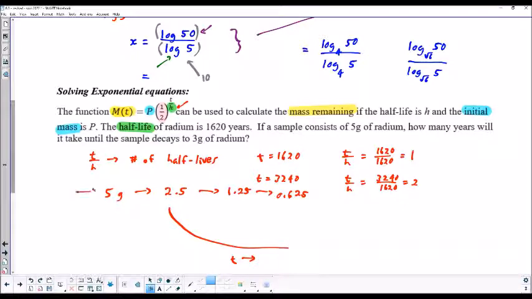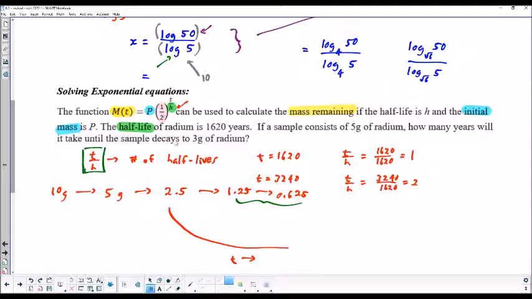So it took 1,620 years to decay from 10 grams as well. So it decayed 5 grams in 1,620 years. Then a few half-lives later, it's taking 1,620 years to decay 0.625 grams. So it slows down over time. Anyway, the reason why we have this exponent is we're grouping this calculation in terms of groups of half-lives.